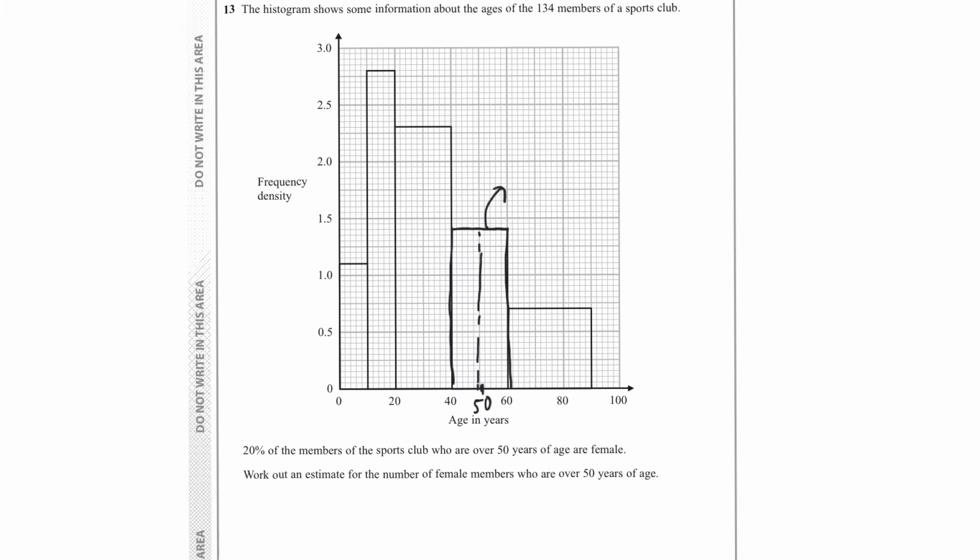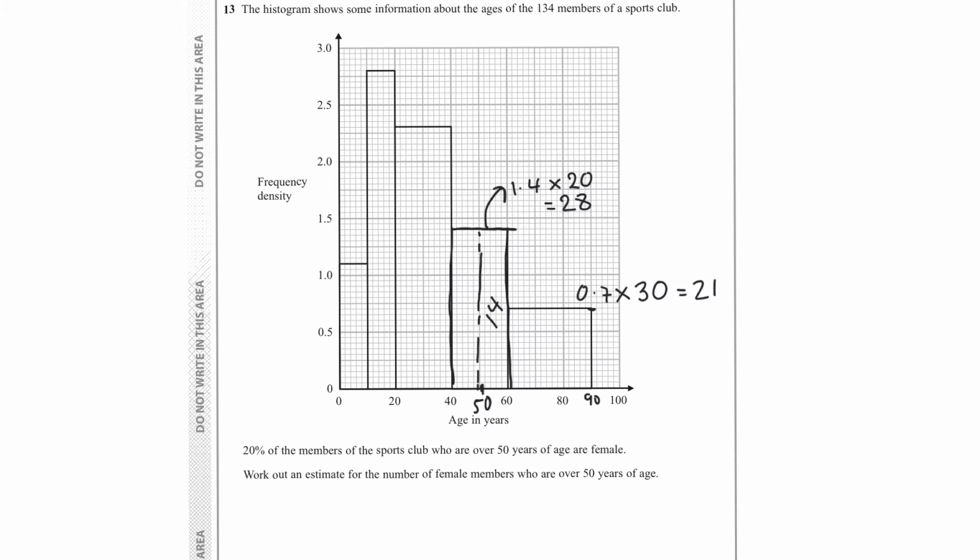To do that for histograms, you would need to do the frequency density of that bar, which is 1.4, multiplied by the total width of that range, which is 20, because from 40 to 60 is 20. Put that into your calculator, you should get 28. So we know that whole bar is 28, but because we're focusing on those over the age of 50, we're splitting it in half, that would just be 14. And then for the second bar, from 60 to 90, we multiply the frequency density, which is 0.7, by 30. So 0.7 times 30 would be 21.